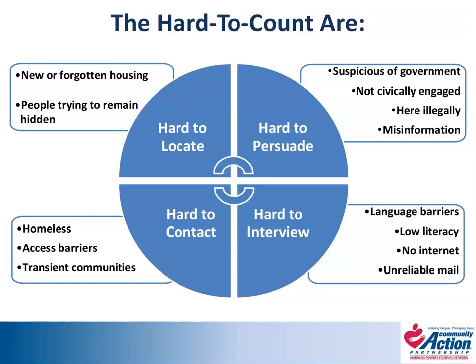So the hard to count populations are hard to locate, hard to persuade, hard to interview, hard to contact. Sometimes they're all four. And again, these are people that community action agencies traditionally serve.